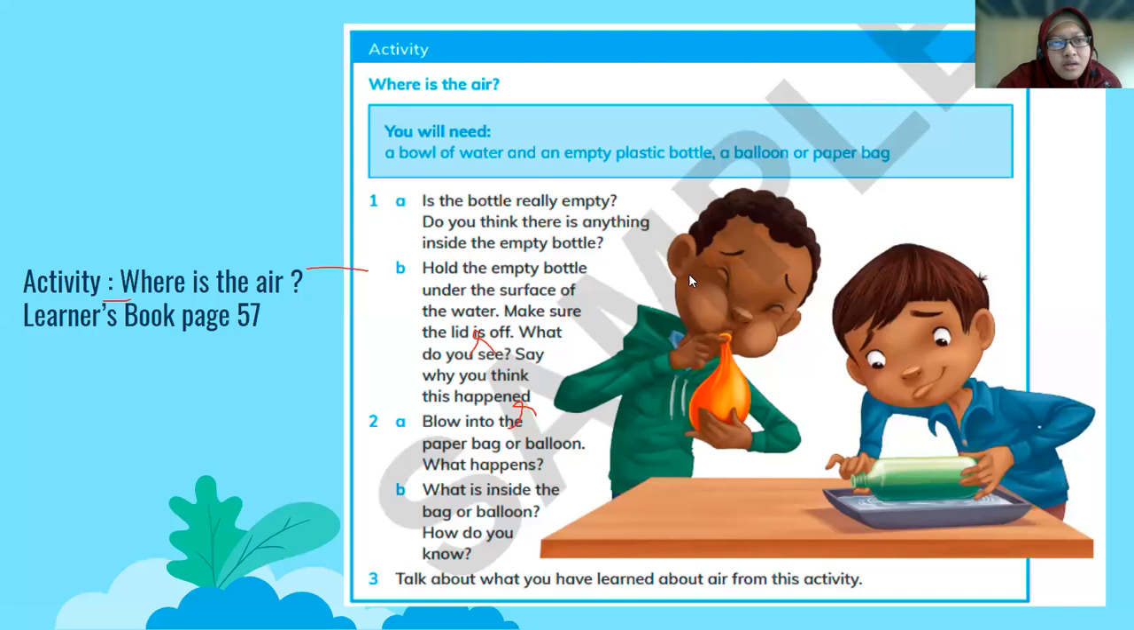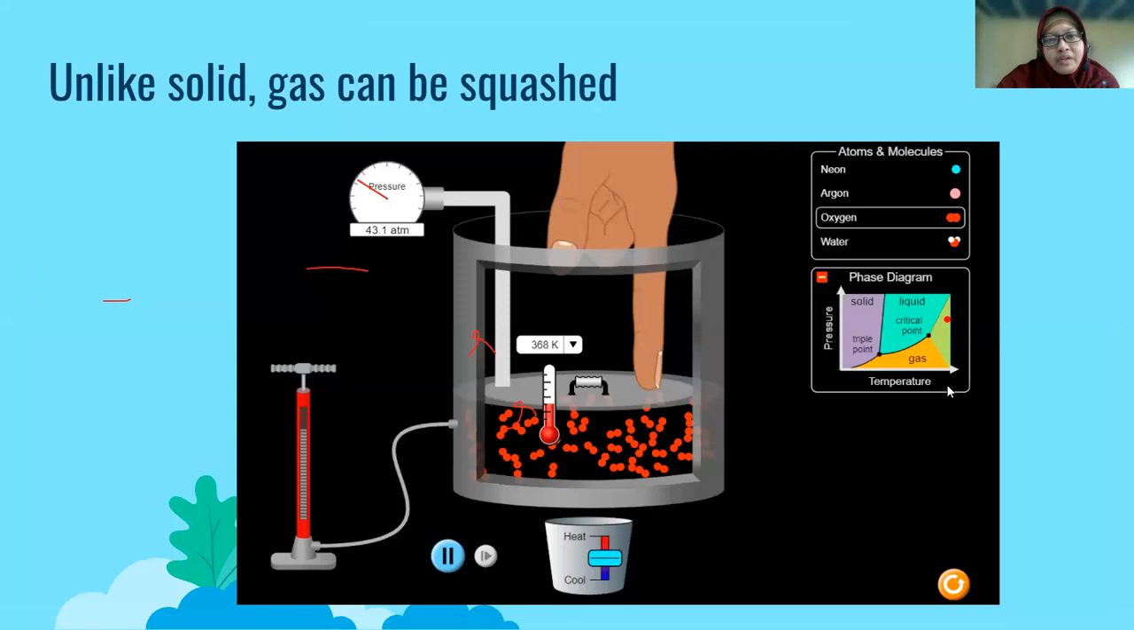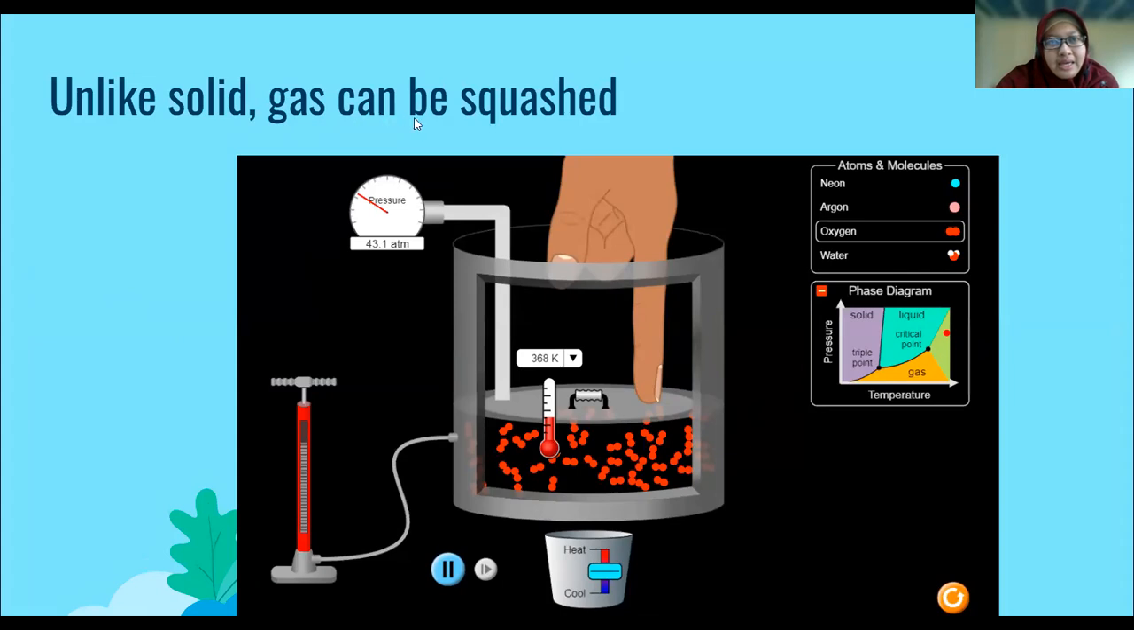The next activity is in the learner's book page 57. We have done this before. This simulation proves that unlike solid, gas can be squashed. Because the gas has a bigger space between the particles, we can compress the gas, so the space between each particle will be closer. That's why the gas can be squashed or compressed.